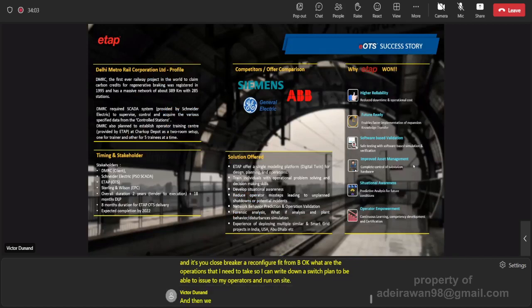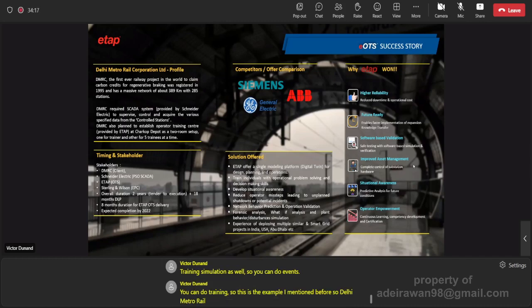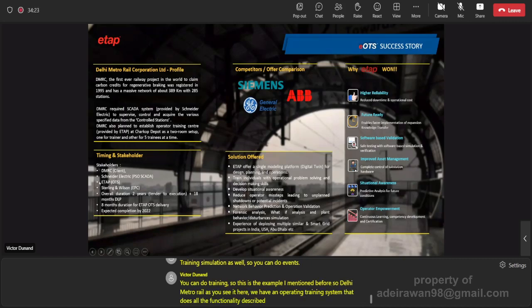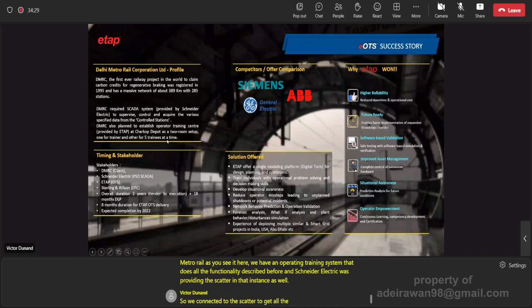And then we derive that to training simulation as well. So you can do events, you can do training. So this is the example I mentioned before. Delhi Metro Rail. As you see here, we have an operating training system that does all the functionality I described before. Schneider Electric was providing the SCADA in that instance as well. So we connected to their SCADA to get all the information.